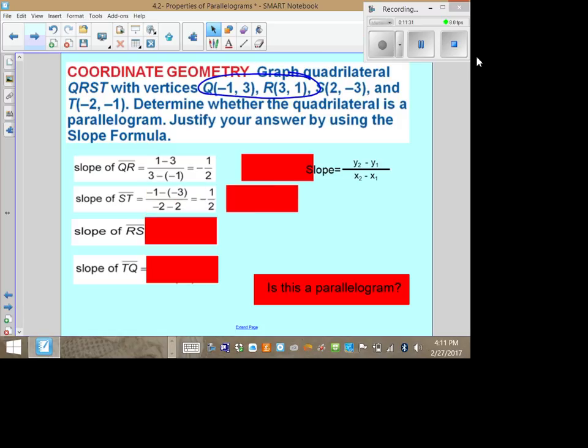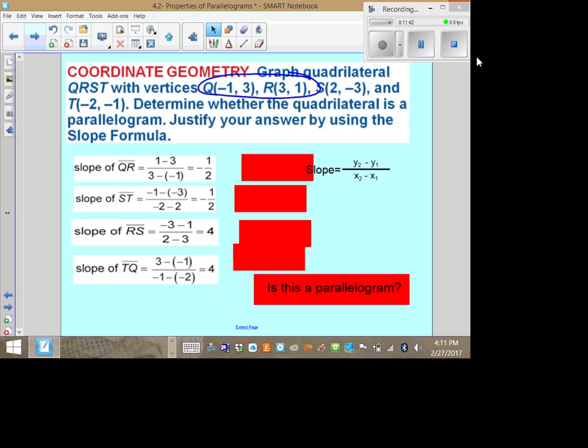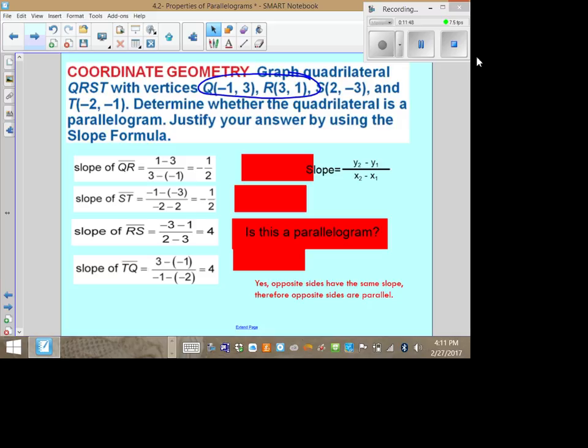Carrying that out for the rest, slope of ST is negative 1/2. The slope of RS is 4. And the slope of TQ is 4. So, is this a parallelogram? Yes, this is a parallelogram because opposite sides have the same slopes, so therefore opposite sides are parallel, which was one of our theorems or conjectures that we could conclude. Parallelogram.